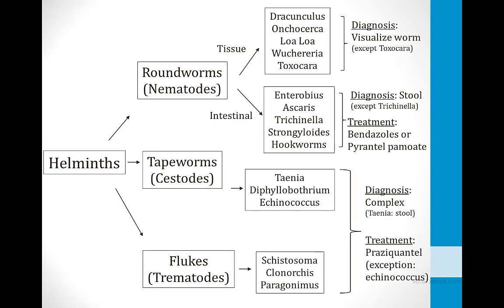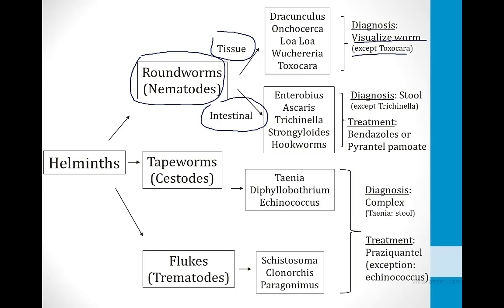And on this slide, I've broken down all the different helminths into groups that share common features. So up at the top, I've written all the roundworms or nematodes. And there are some roundworms which infect the intestine. Those are called the intestinal roundworms, and others that like to infect the tissues. And some things that are common among all those that infect tissues is that you can diagnose these by visualizing the worms, with just one exception, and we'll talk more about that later.